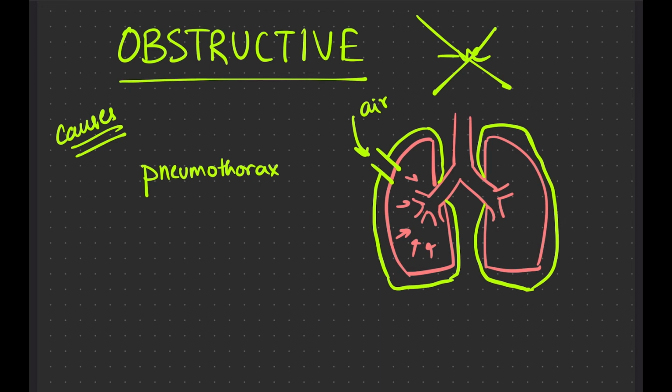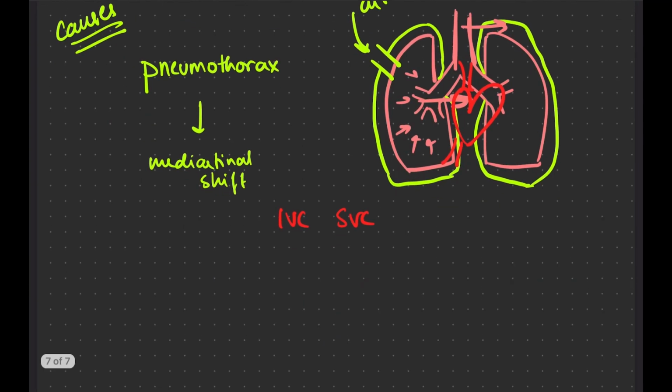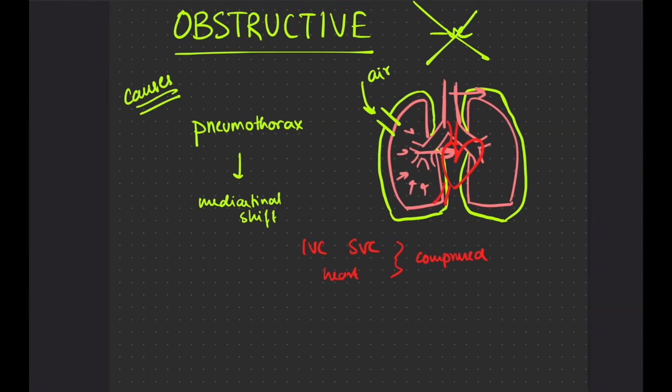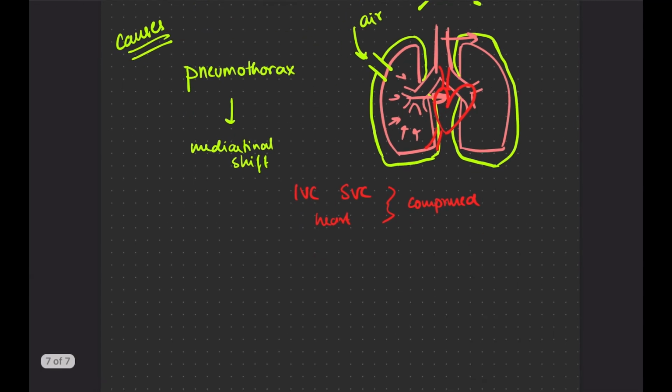And if the lungs collapse, then this could cause the entire lung or the trachea to shift. This is called mediastinal shift. Where is the heart located? The heart is somewhere here. So the heart gets compressed, or the vessels which enter the heart, the IVC, the SVC, they get compressed, leading to obstructive shock. So pneumothorax is one cause of obstructive shock.